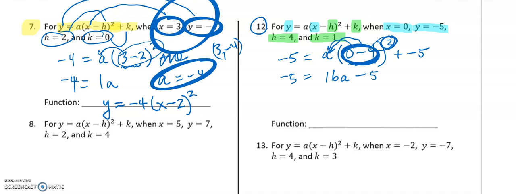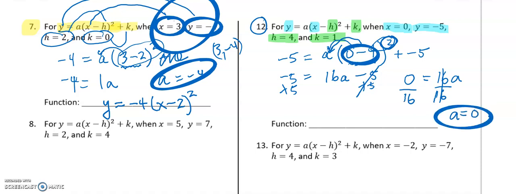Now let's solve for a. So let's add 5 to both sides there. So -5 plus 5 is 0 equals 16a. And then we divide both sides by 16 there. And look at that, a equals 0. 0 divided by 16 is 0.